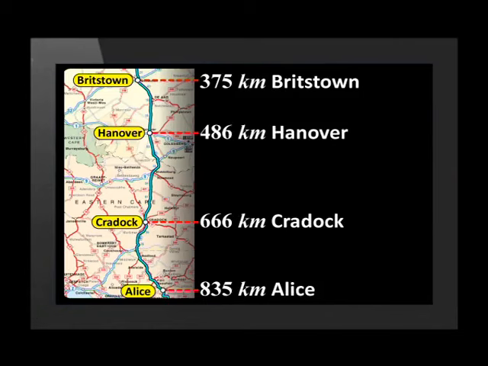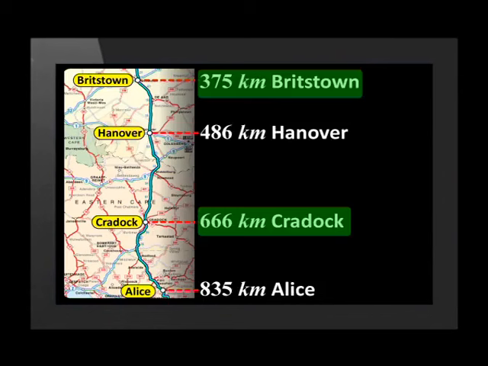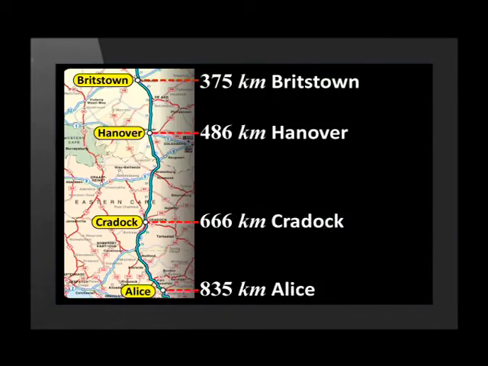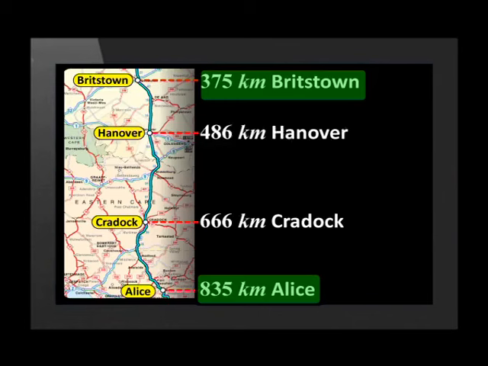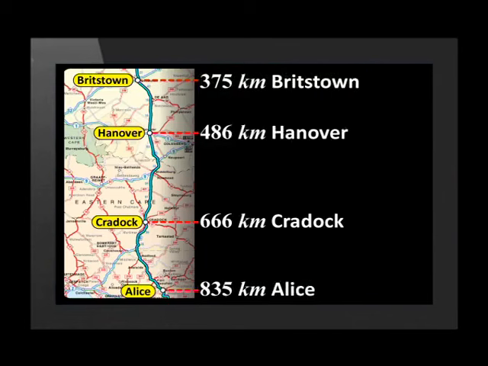Let's find the next stop she should make. There are 291 kilometers between Brits Town and Craddock. There are 460 kilometers between Brits Town and Alice. Joy should stop for more petrol at Craddock, otherwise she'll run out of petrol before she gets to Alice.